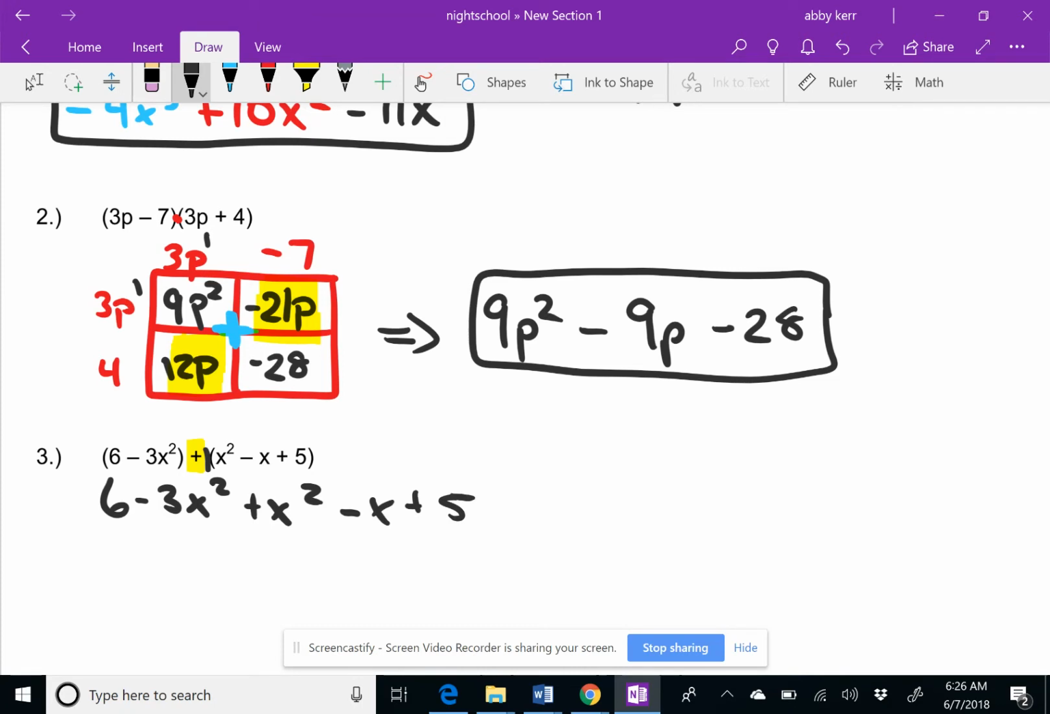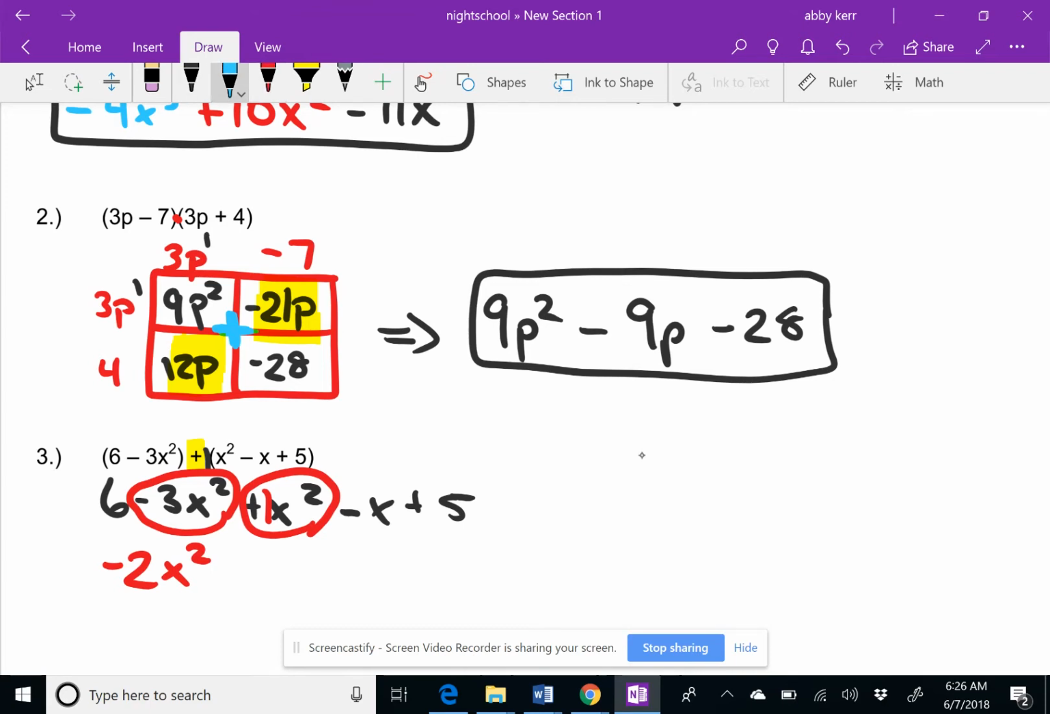And now it becomes a problem like number 1. You want to find the highest exponent. So the highest exponent is a 2. And then we want to combine like terms. Feel free to put that 1 in front. So it's negative 3 plus 1. So that is negative 2x squared.